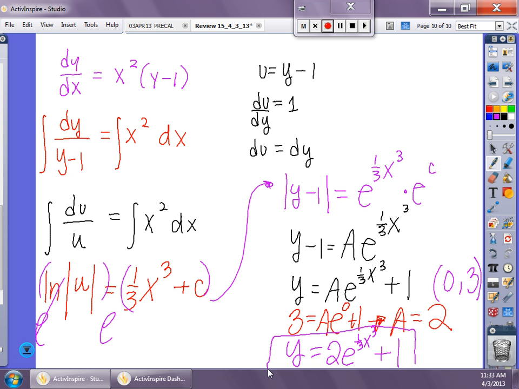I'm pretty sure this part of the question right here is 6 points. Part B was 1 point, and part A was probably 2 points. Almost positive on that. Okay? Any questions on that?